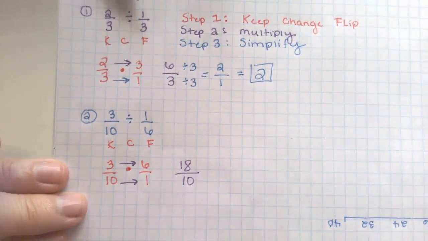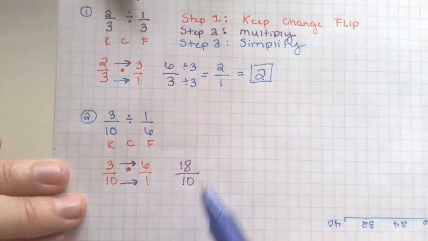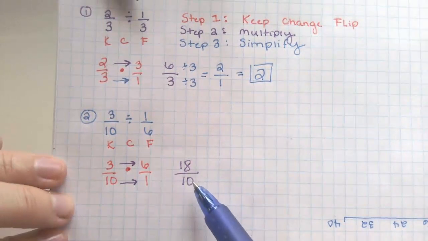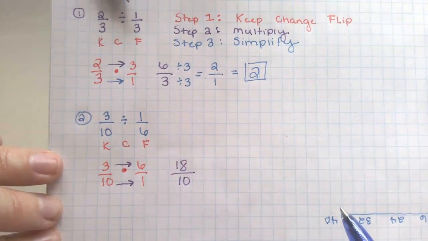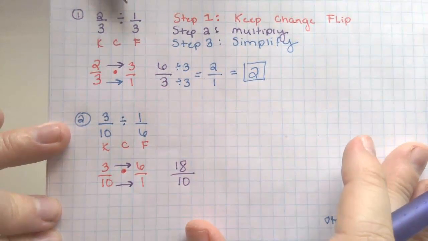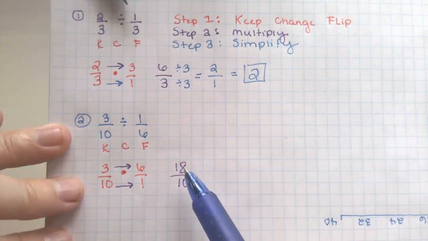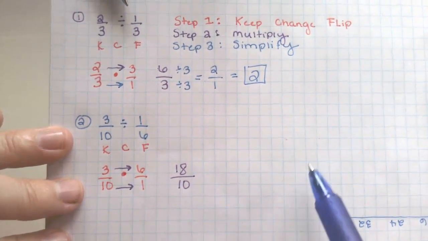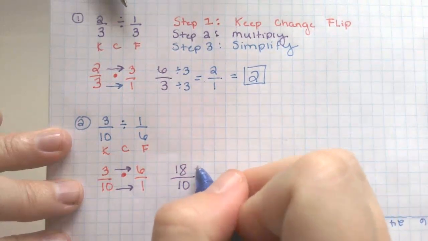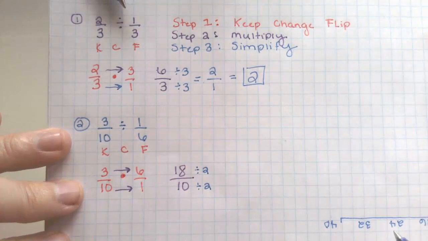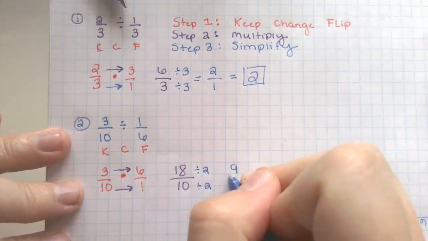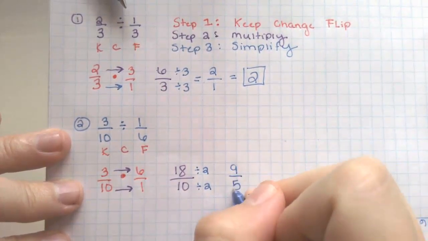Now, the simplifying part is where we're going to get a little difficult because not only is this an improper fraction, but it also has common factors, so we can simplify this 18/10. The first thing I'm going to do is simplify using a common factor, and then I'm going to put it into a mixed number. So I know that they're both divisible by 2. So 18 divided by 2 is 9. 10 divided by 2 is 5.